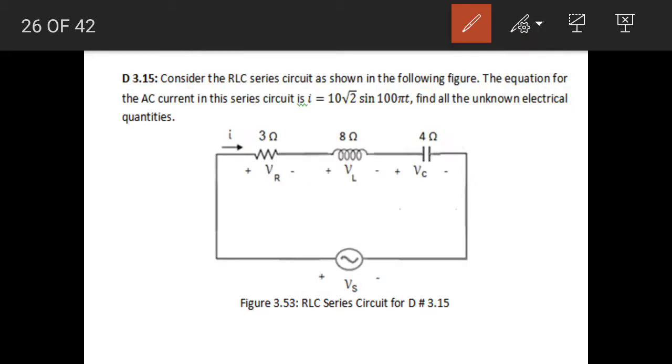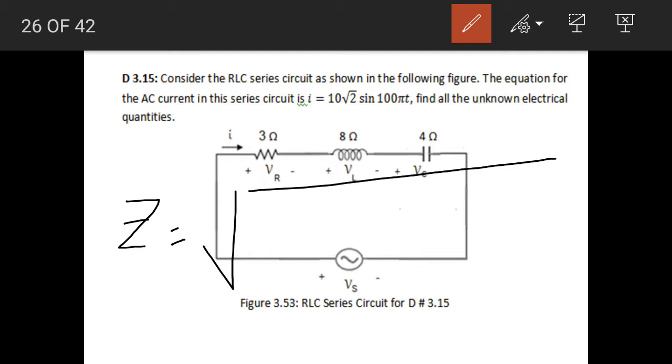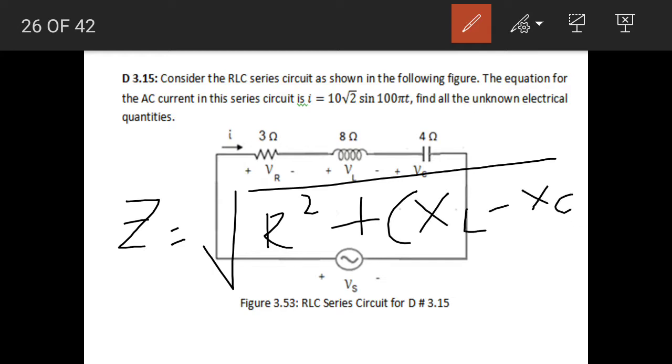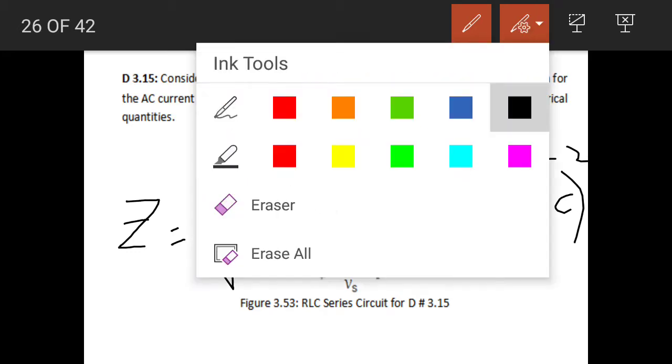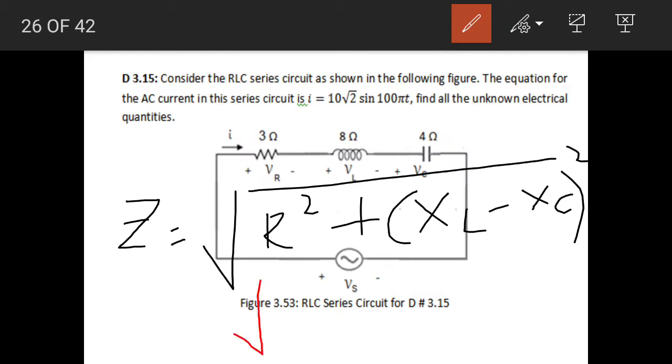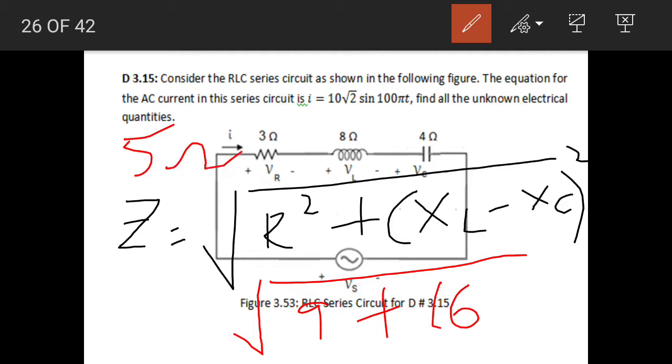Anyhow, we calculate the impedance of this particular series circuit. We know that the impedance of this particular series circuit will be equal to under root R square plus XL minus XC whole square. Right? We use this particular equation. If we put the values, we get under root, R square is 9 plus 8 minus 4 square is 16. So the impedance of this particular circuit will be 5 ohm. So this is how we calculate the impedance of this series combination.